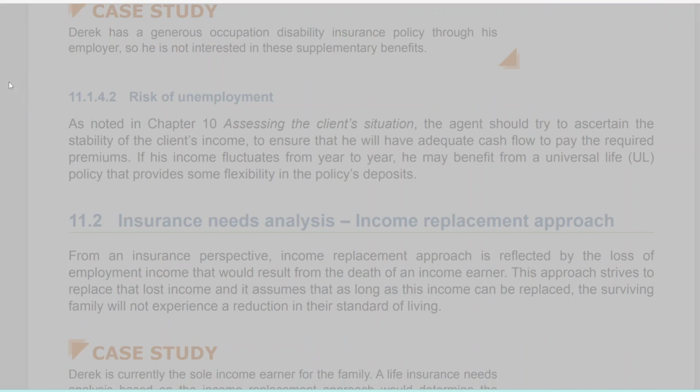Case Study. Derek has a generous occupation disability insurance policy through his employer, so he is not interested in these supplementary benefits.